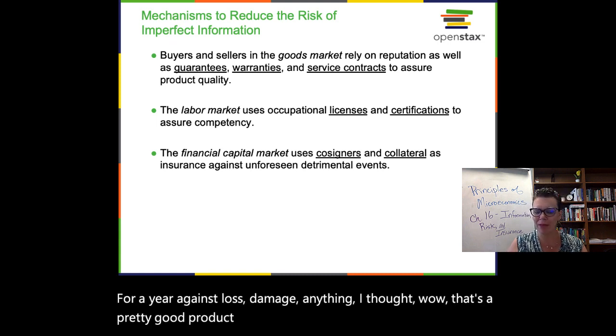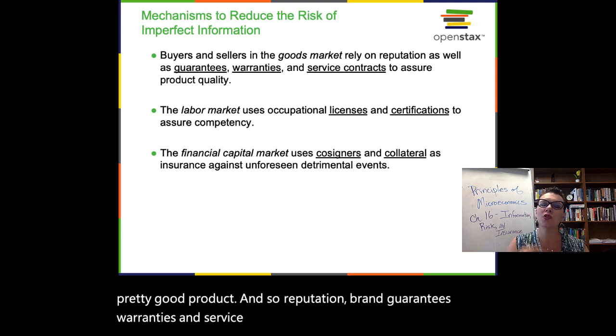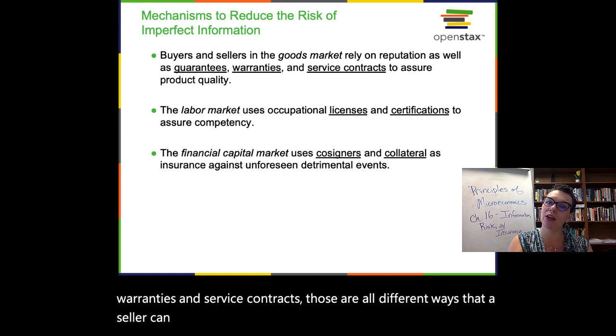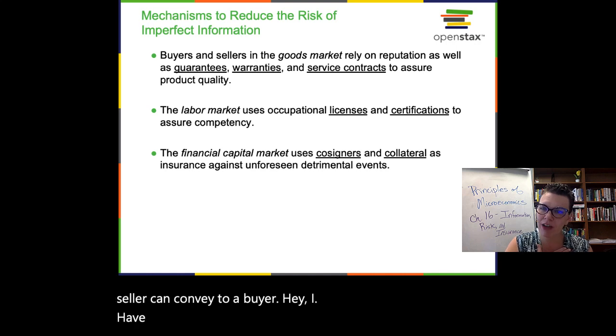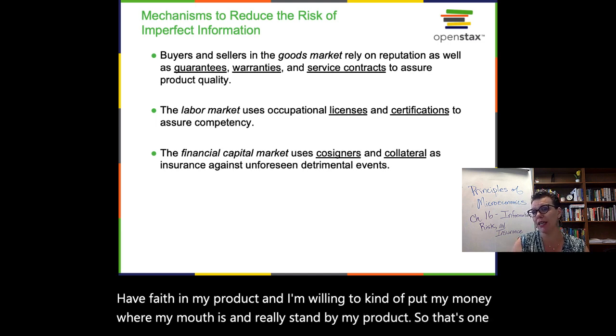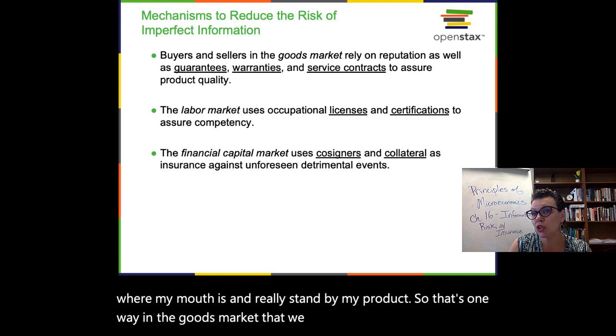And so reputation, brand, guarantees, warranties, and service contracts, those are all different ways that a seller can convey to a buyer, hey, I have faith in my product and I'm willing to put my money where my mouth is and really stand by my product. So that's one way in the goods market that we can reduce the risk of imperfect information.